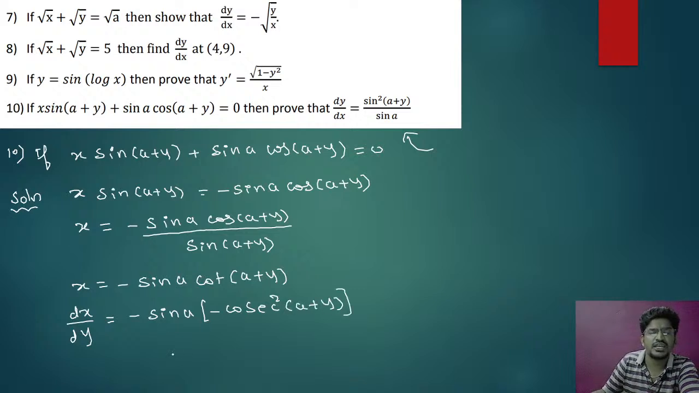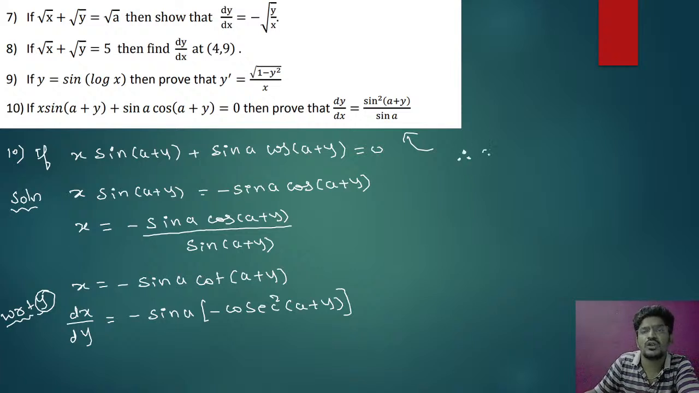So while differentiating, be careful. You have to differentiate with respect to y. You remember that. So dx by dy will be equal to minus sine a. Differentiation of cot is minus cosecant square a plus y. Minus into minus will be plus.